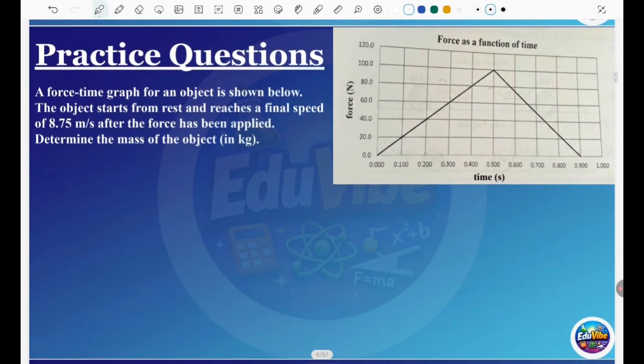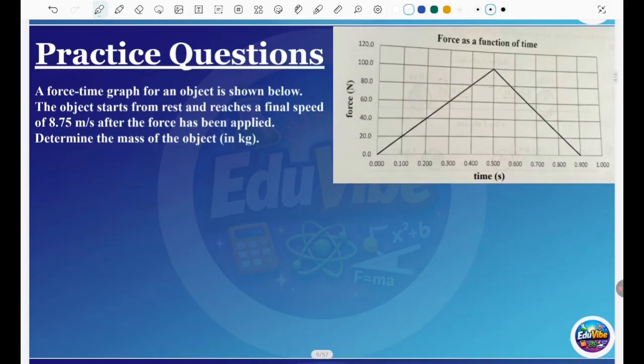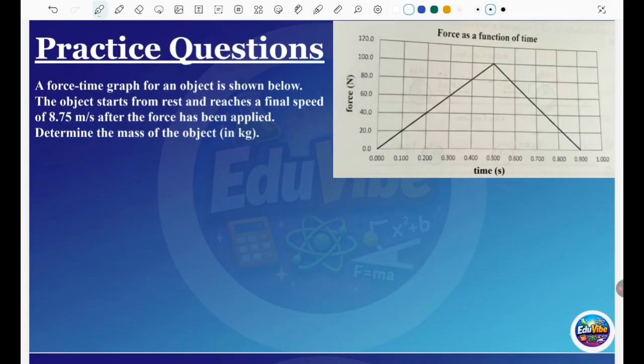So the last question for today's lesson, but more likely a very important question because this is again from the force-time graph. So you can see that first time we dealt with it, and now the second question in the same lesson. So how important is this force-time graph for you? This was a simple one, not very complicated, but we have to do two steps in this. So the force-time graph shows the object. The object starts from rest and reaches the final speed of 8.75 meters per second after the force has been applied. So determine the mass of the object.